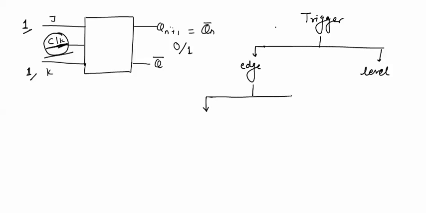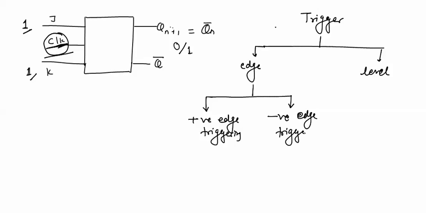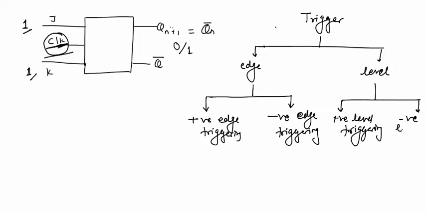If a flip flop is edge triggered, then there may be two types of triggering. One is positive edge triggering, another one is negative edge triggering. And in case of level triggering, there are two types of level triggering: positive level triggering and negative level triggering.